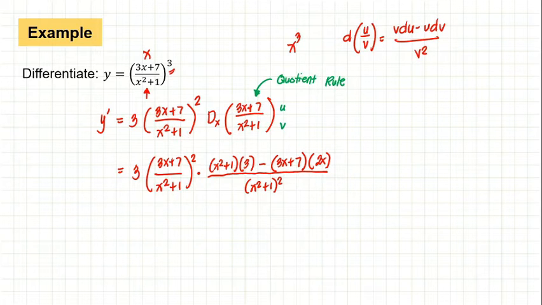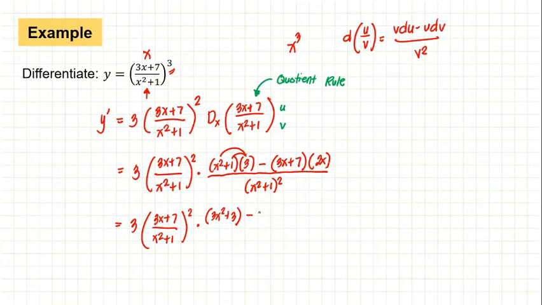Okay? Then after that, let's simplify. We will now have 3 times 3x plus 7 all over x squared plus 1 raised to the power of 2 times. We distribute. So this is 3x squared plus 3, right? Minus, we distribute. So you have 6x squared plus 14x all over this is x squared plus 1 raised to the power of 2. Then after that, let's simplify further.